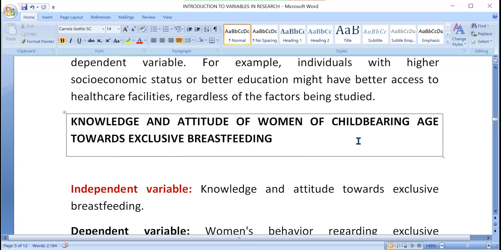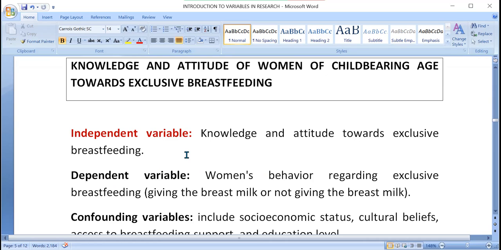Let's take another example. Knowledge and attitude of women of childbearing age towards exclusive breastfeeding. The independent variable here is knowledge and attitude.